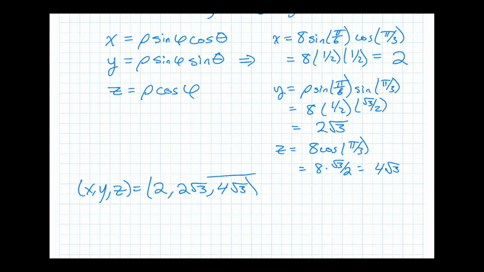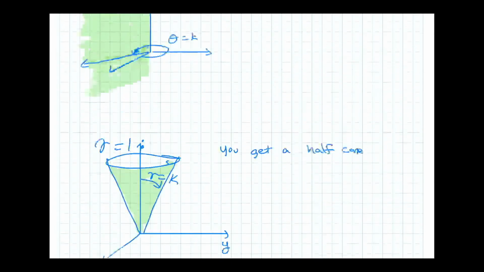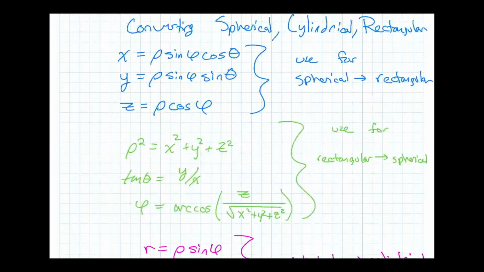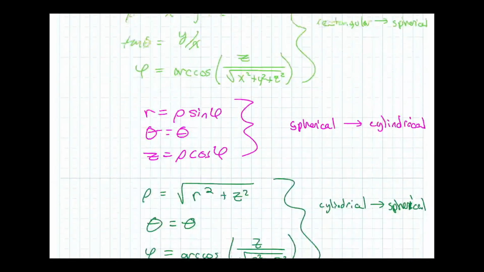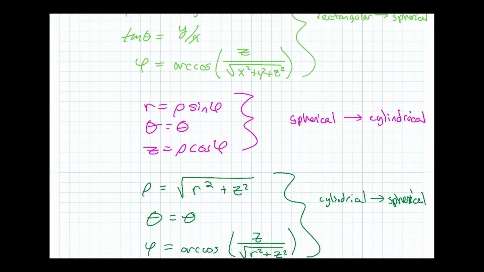All right, so we converted to rectangular. And then you have to convert to cylindrical. Technically, you do have choices. You can use the equations here for spherical to cylindrical, which is not going to be that hard to do. It looks pretty simple.